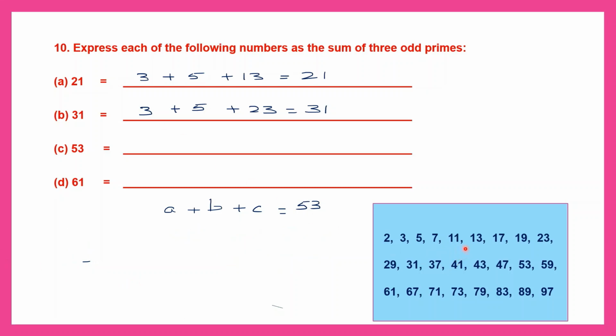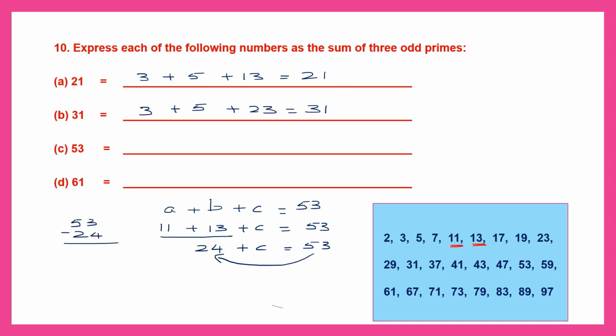So let's try a different combination. We'll try 11 plus 13. So let's take 11 and 13 this time. Two numbers would be 11 and 13. We must find the third number. 11 plus 13 plus the third number will give us 53. So 11 plus 13 is 24. 24 plus C will give us 53. So to find C, we have to subtract these two numbers. So 53 minus 24. Let's subtract and see. This is 4 and here we have 13. 13 minus 4 is 9. 4 minus 2 is 2. So now we have 29.